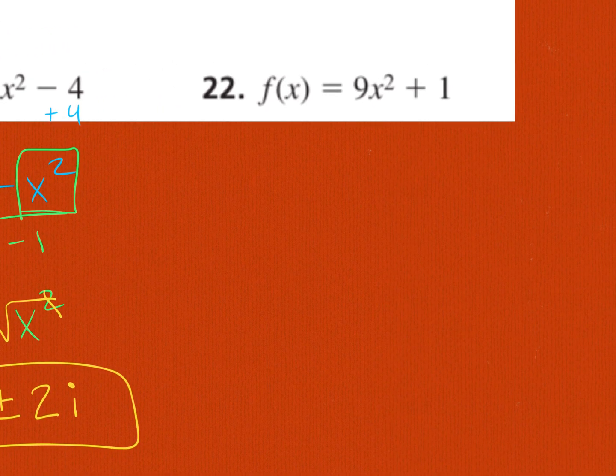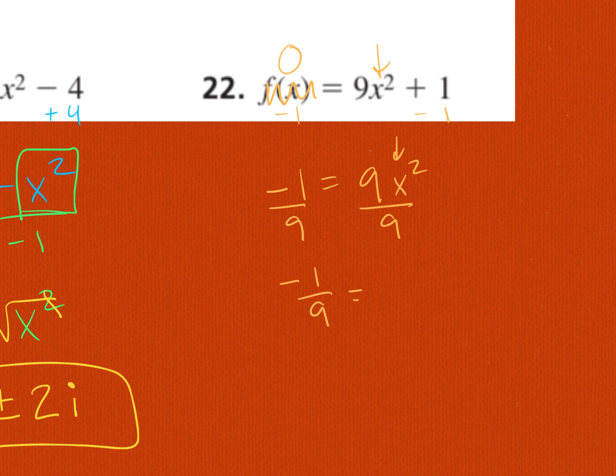Okay, 22. So I change this, make it a 0. I can subtract 1 on both sides, because remember, we're solving for x. We need to get that x squared all by itself. So I have negative 1 is equal to 9x squared. We need to get the x all by itself, so I'm going to divide both sides by 9. So negative 1 over 9 is equal to x squared.